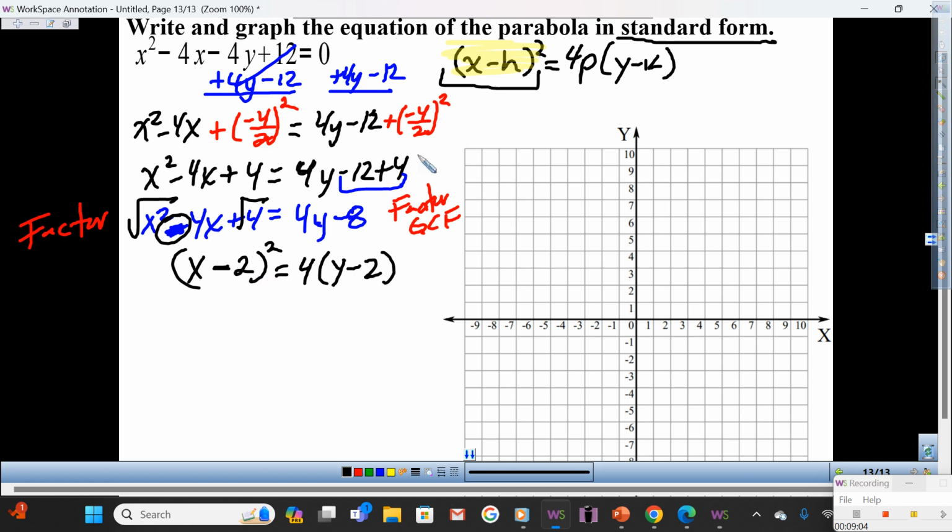Question. Did we end up with something that looks like this? Let's see. Write it underneath. X minus h squared equals 4p y minus k. Does that look like that? Yes. And we're done with writing our equation.